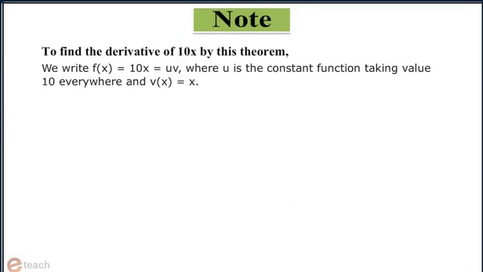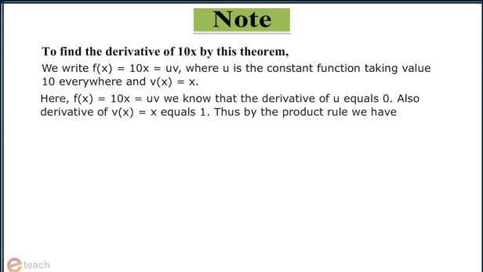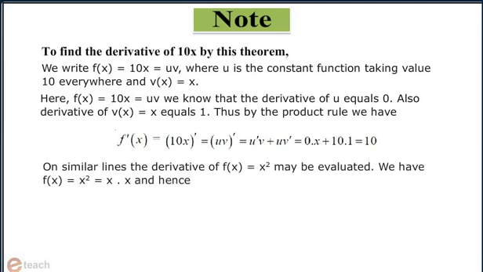Write f(x) equals 10x equals u into v, where u is a constant function taking value 10 everywhere and v(x) equals x. We know that the derivative of u equals 0. Also, derivative of v(x) equals x equals 1. Thus, by the product rule, we have f'(x) equals (10x)' whose value comes out to be equal to 10.